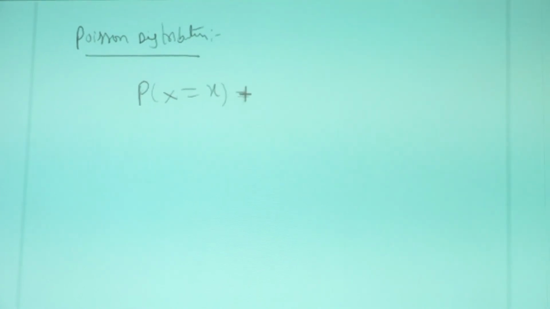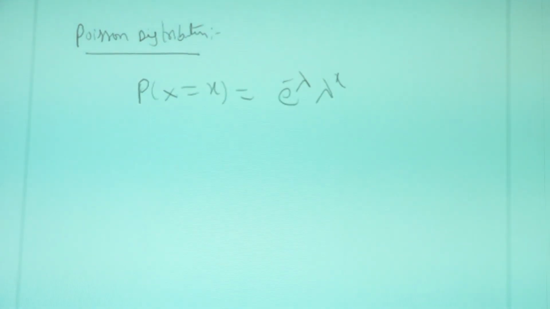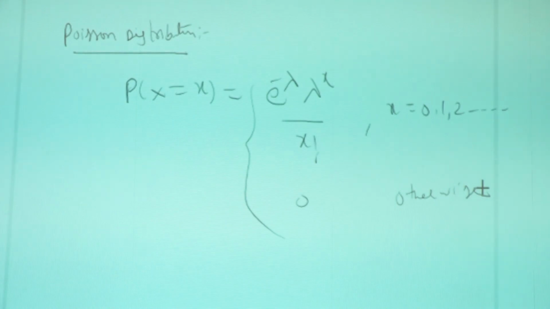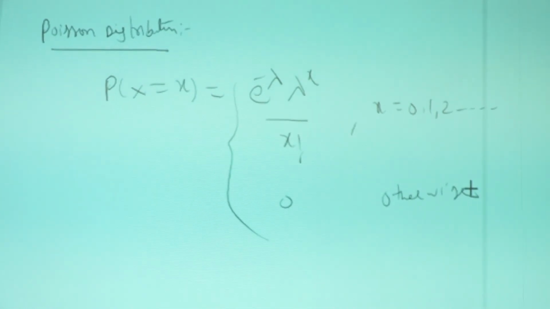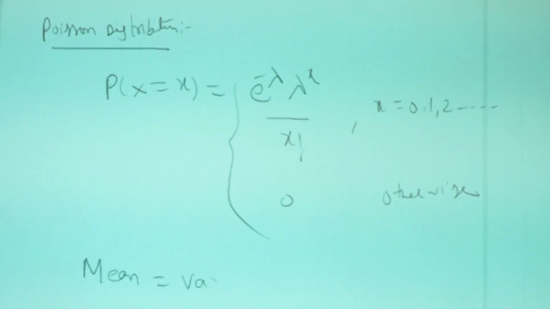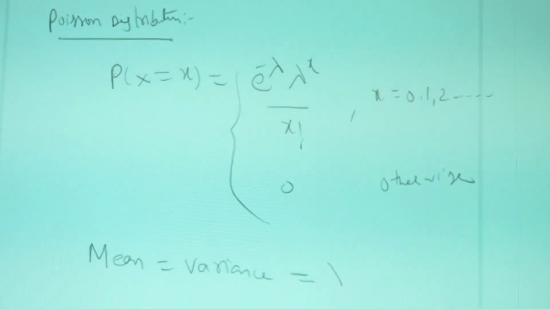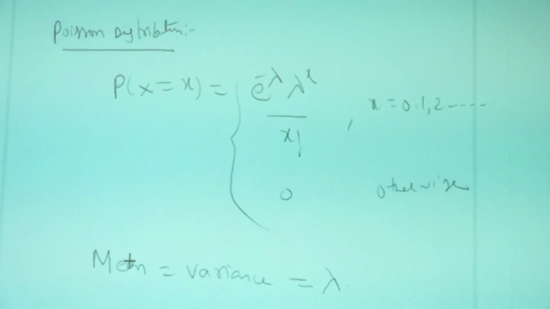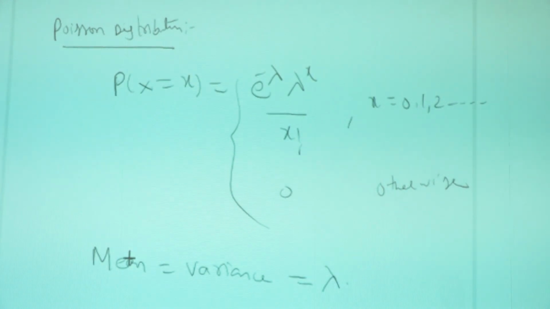P of X equal to x is e power minus lambda, lambda power x by x factorial, where x is equal to 0, 1, 2, 3 and so on, and 0 otherwise. Means it can take only non-negative integer values; for all the remaining values its answer is 0. Here lambda is called the parameter of Poisson, and mean and variance are equal here: mean equal to variance equal to lambda.